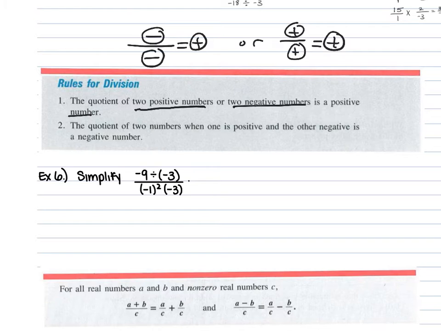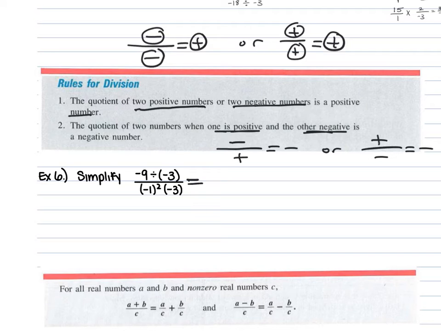The quotient of 2 numbers when one is positive and the other is negative is a negative number. Whether that looks like this, negative divided by positive equals negative, or positive divided by negative equals negative. Doesn't matter whether that negative is on top or bottom. If there's only one negative, it's going to end up negative.